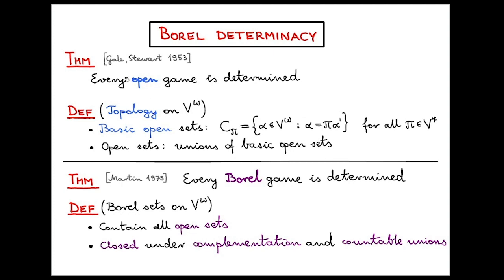And it was Gale and Stewart who showed early in the 1950s, and that proof is not difficult, that every open game is determined. So every game in which the winning condition is an open set is determined. It's a bit harder than doing it for clopen sets, because games with clopen winning sets are essentially equivalent to finite games. But they pose the question whether you can climb the Borel hierarchy.